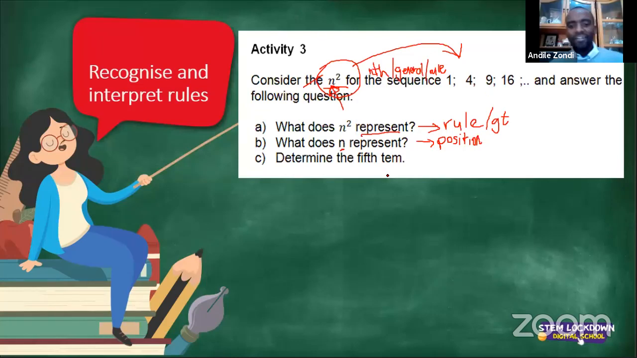Here, C says determine the fifth term. I have less than 10 minutes left. I want to know what is the fifth term. There's an arrow there. Please calculate the fifth term and write your answers on your chat. I see Caitlin has raised the hand, but Caitlin, please write your answer on your chat so that I can see. Maybe my internet connection is not great. Yes, I'm getting your answers now.